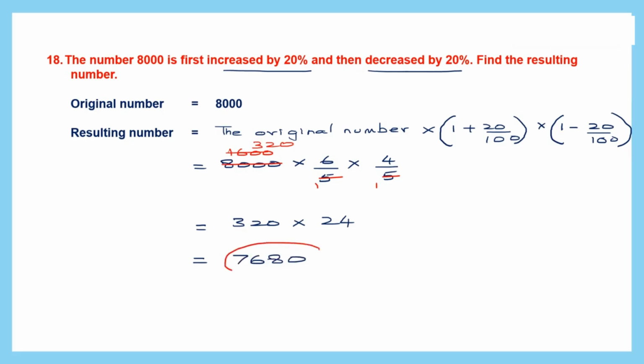Now this is one way of doing this sum, where we just write this part. That is, if it is increased, you put a plus sign. If it's decreased, you put a minus sign. Solve this and multiply and simplify this, you will get your answer. Now we will do the other way also.